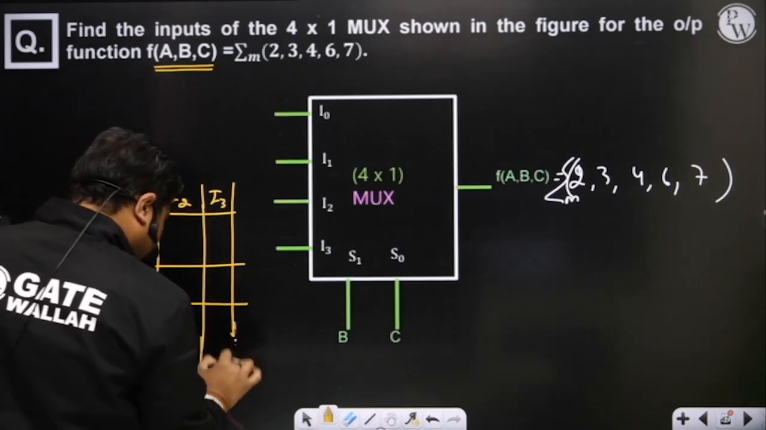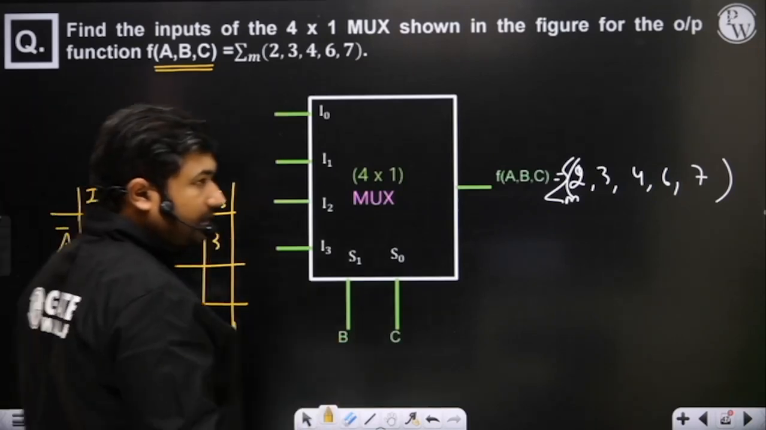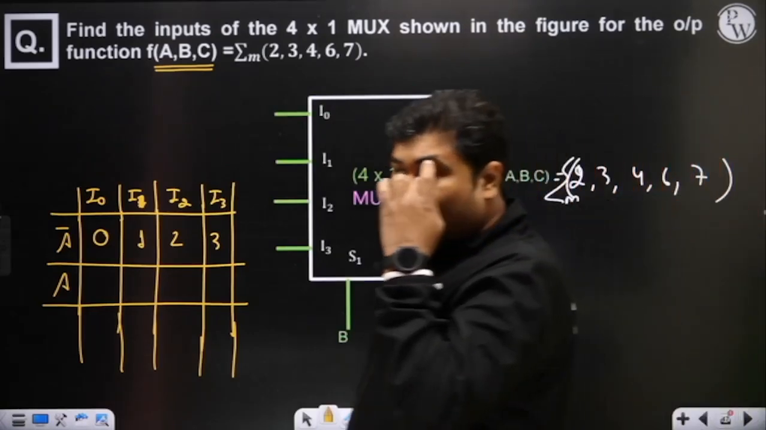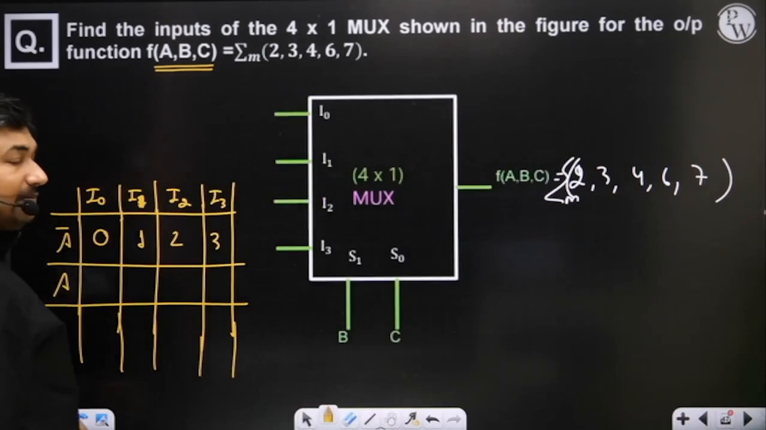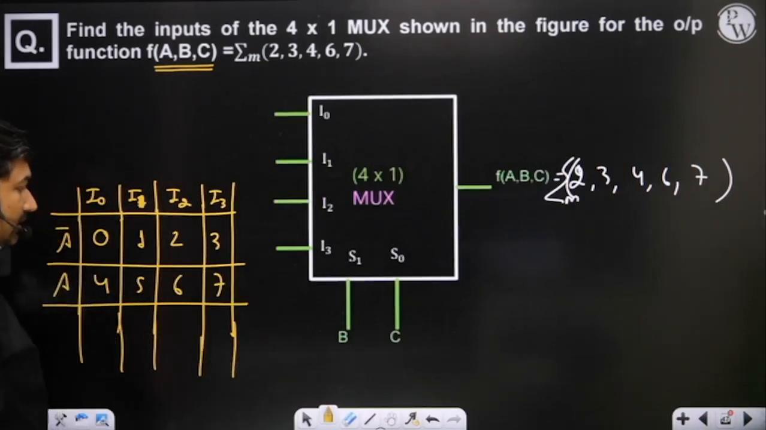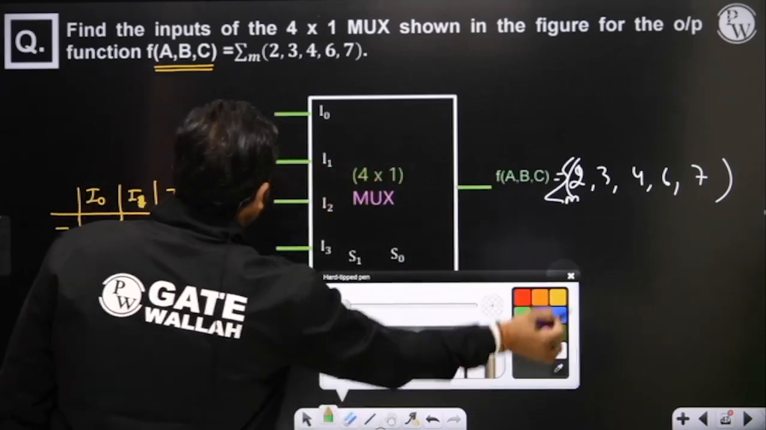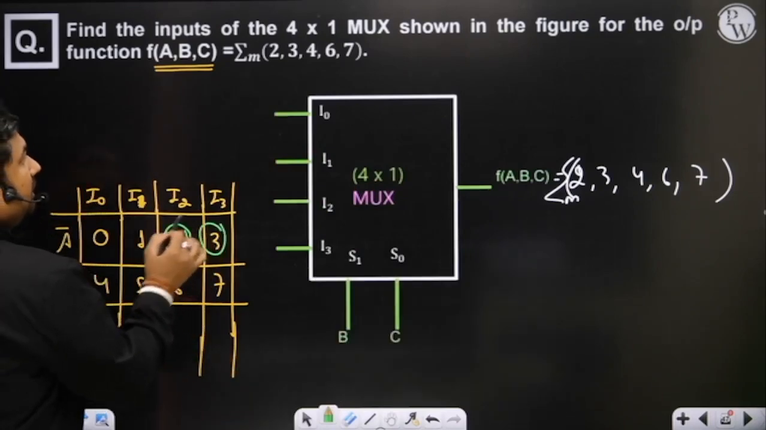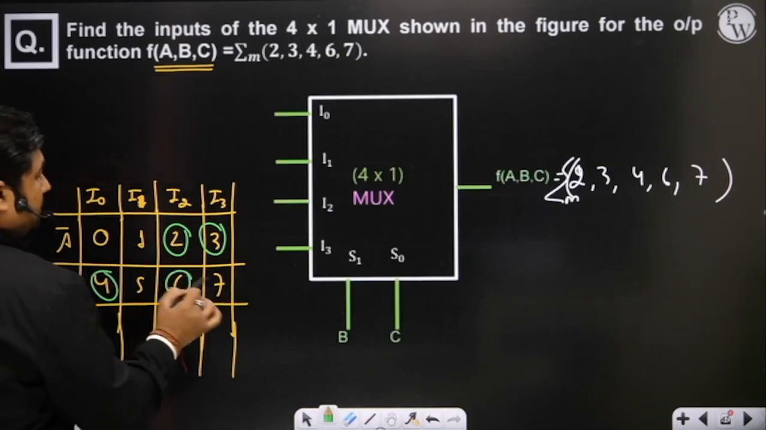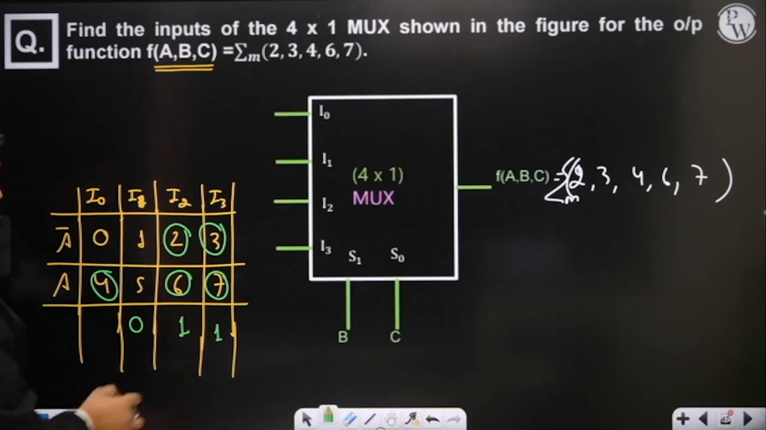Then numbering, how to perform the numbering? Sir, 0, 1, 2, 3. In minterms 0, 1, 2, 3 we get A bar, and in 4, 5, 6, 7 we are getting A. Now circle all the minterms of the function, 2, 3, 4, 6, 7, and inspect each column separately. Sir, if two minterms are circled, apply logic 1. If one minterm is circled, apply the corresponding value.